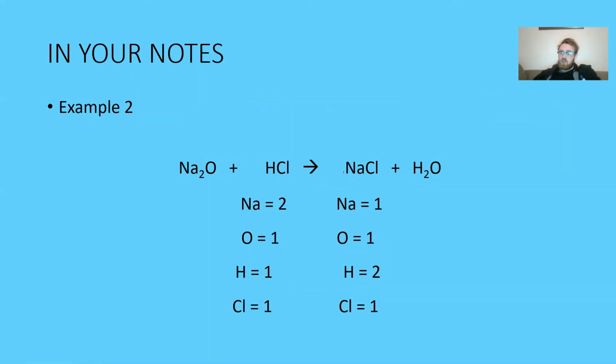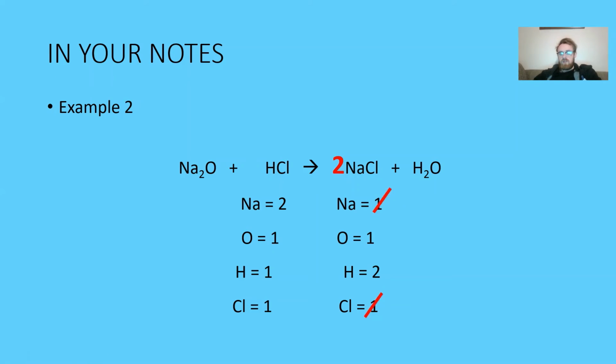Now we can start to multiply out the molecules in order to make our atom lists match. You can do it in any order, really. Sometimes there's some weird things you need to do in order to get it to balance. However, we can come to that later. So what I'm going to do is put a 2 in front of the NaCl because I want to get my sodiums to match.